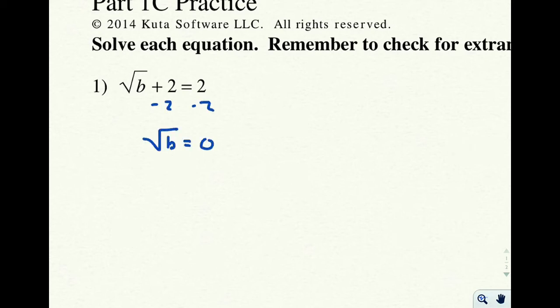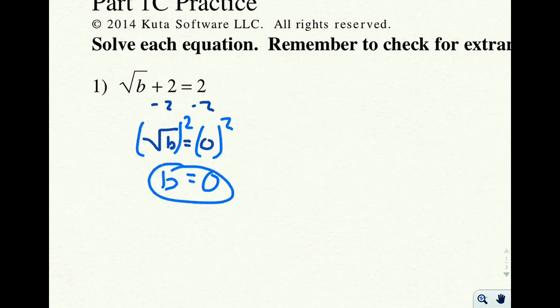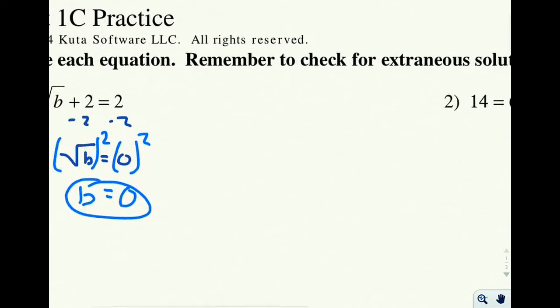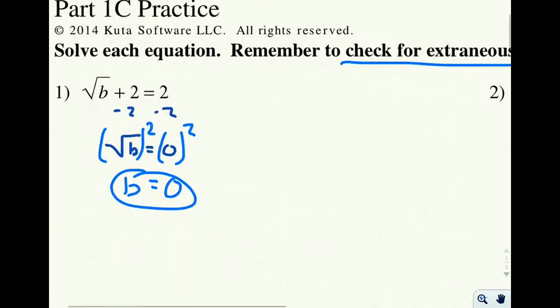Now, when we take our next step, when we square both sides of the equation, we'll end up getting just b over here, and then 0 squared, in this case it's 0 again, and b equals 0 would be our answer. It says, remember to check for extraneous solutions.